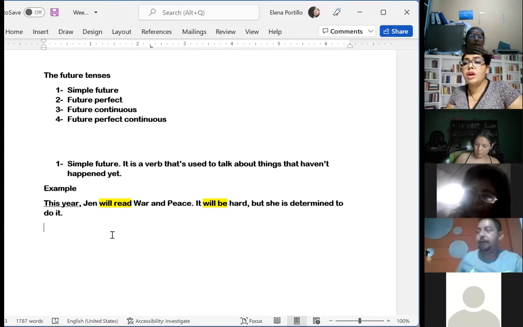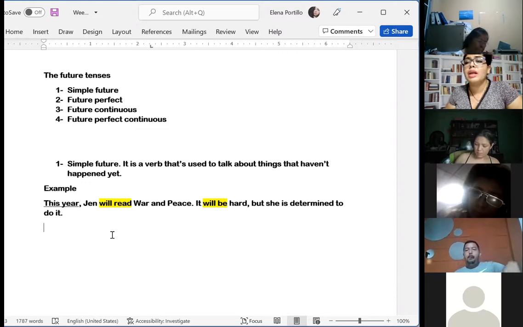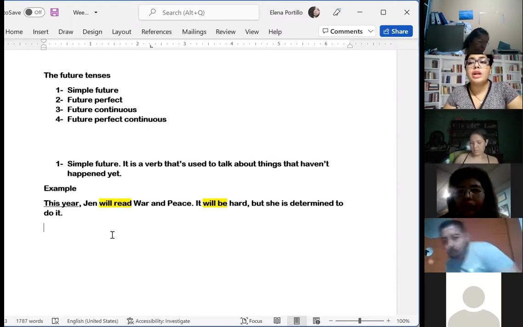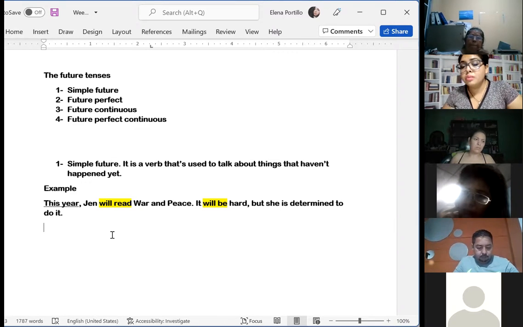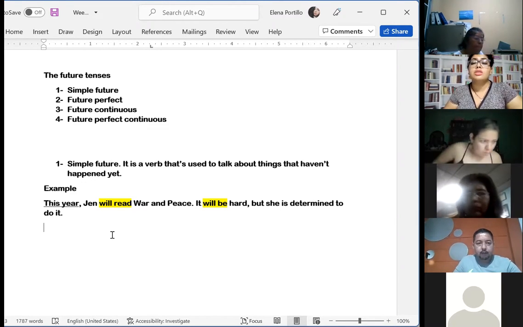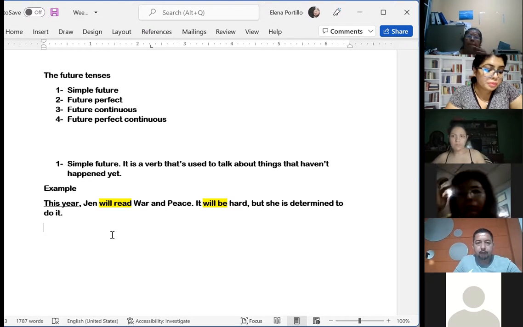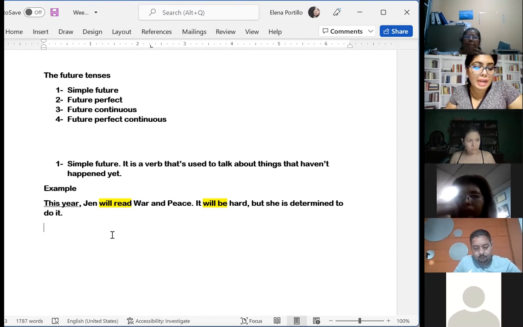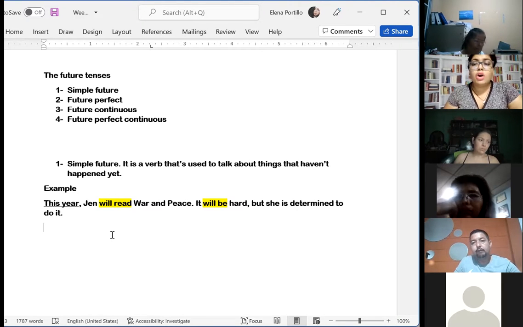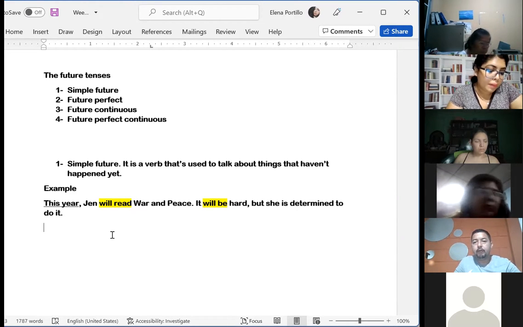So in this case, we are talking about actions that will happen in the future, and we are going to perform them. When? Maybe we don't know, but we are going to do it sometime in the future. And it says to use the simple future to talk about an action or condition that will begin and end in the future. So it's obvious that we are going to do something in the future and it will end in the same tense.